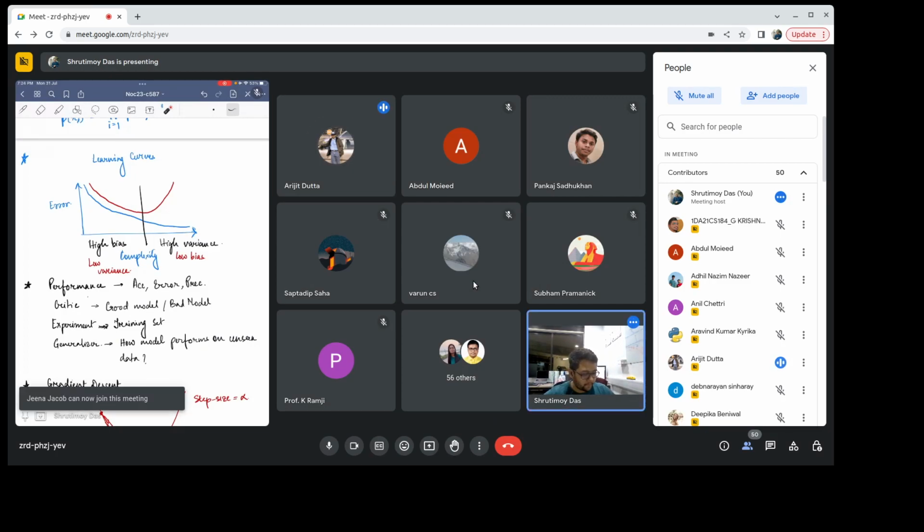Yes. This is underfitting. Yes. Yes. Low bias. Variance. Yeah. This is the minimum variance.